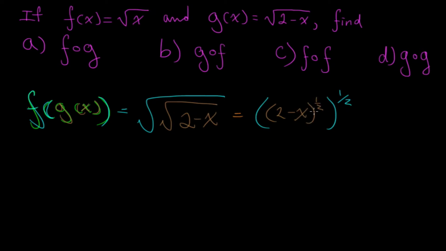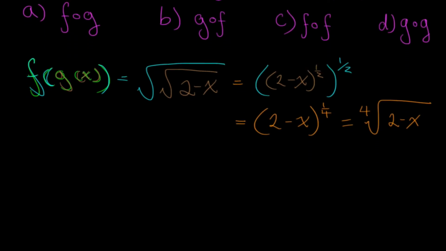Okay, and an exponent to an exponent is that exponent times this exponent. So 1/2 times 1/2 is equal to 1/4, which is the same as the 4th root of 2 minus x. And that is the answer the book gives. Trust me, I checked.